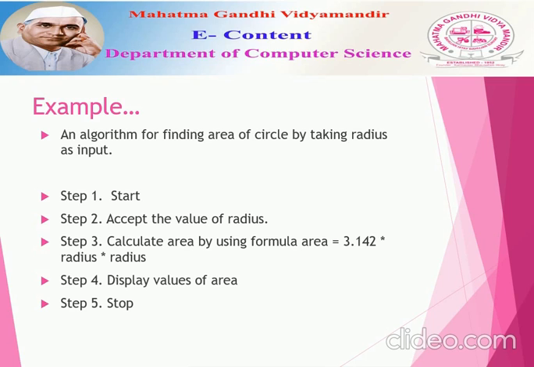Now we are going to see the algorithm step by step. First step is start. Second step is accept the value of radius. Third step is calculate area by using the formula area is equal to 3.142, that is the value of pi, into r, that is radius, into radius. Then step 4, display the value of area, and step 5, stop. This is the simple algorithm for finding the area of a circle.